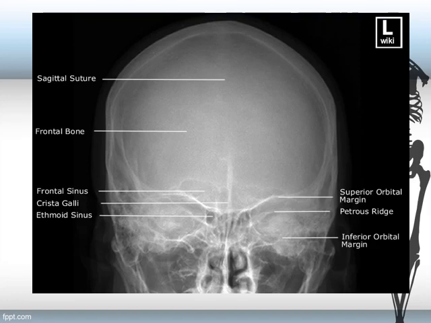So this is an example of an X-ray of the skull. We have here the sagittal suture. We have the frontal bone here. We have the frontal sinus here. The crista galli here. The ethmoid sinus. So, pag sinabing sinus, they are hollow and they usually contain a normal amount of fluid. The superior orbital margin here, the petrous ridge, as well as the inferior orbital margin.